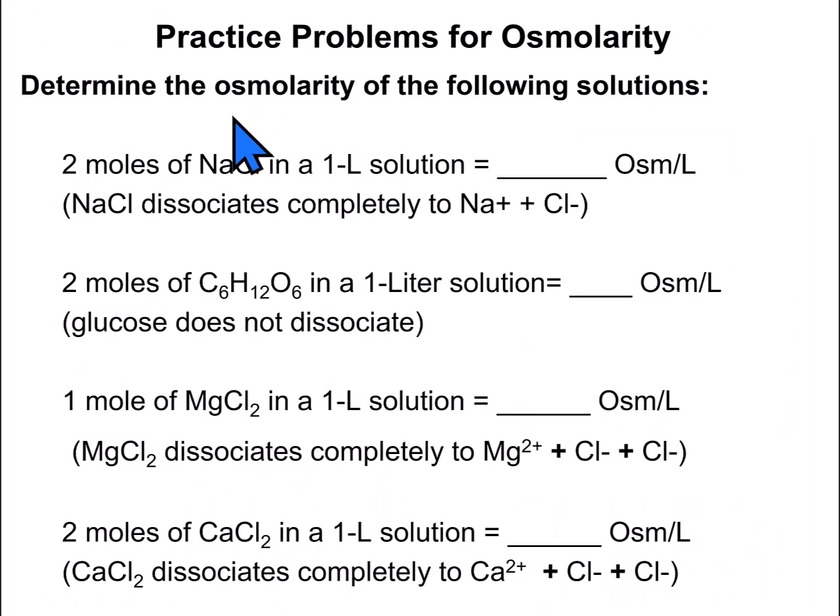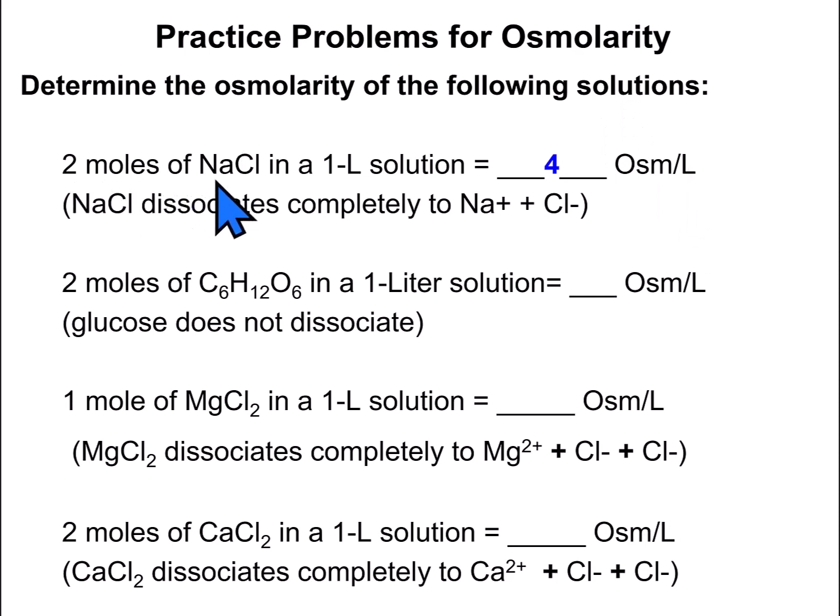So here are some practice problems for osmolarity, like you'd expect to get on a quiz or an exam. If I put 2 moles of sodium chloride in a 1 liter solution, how many osmoles per liter is that? Sodium chloride dissociates completely to sodium and chloride ions. Answer: 4 osmoles per liter. Well, how do I get that?